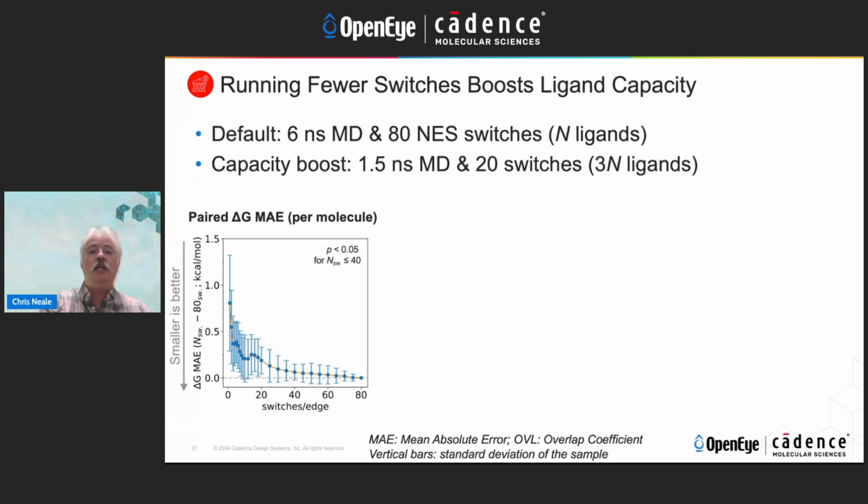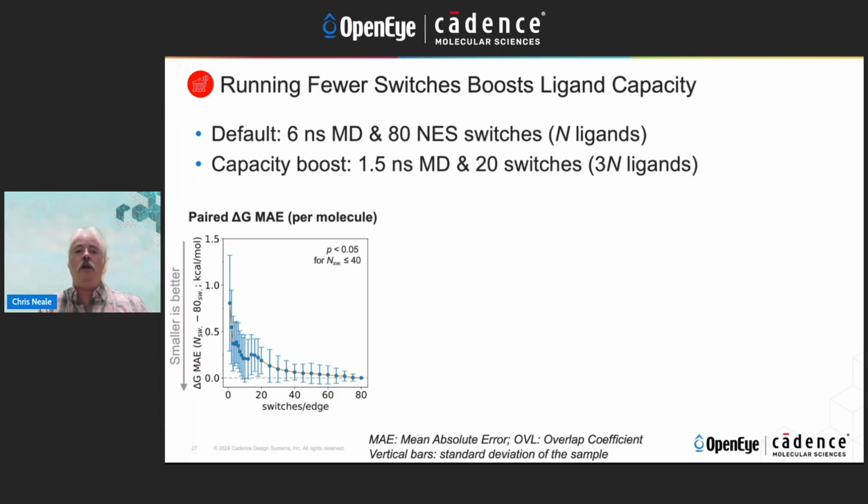And the error does increase as you run fewer switches after shorter MD. But this is a very long tail. If you're to look at the data point for 20 switches per edge, for example, that comes at an average cost of about 0.2 kcals per mole of increased error.